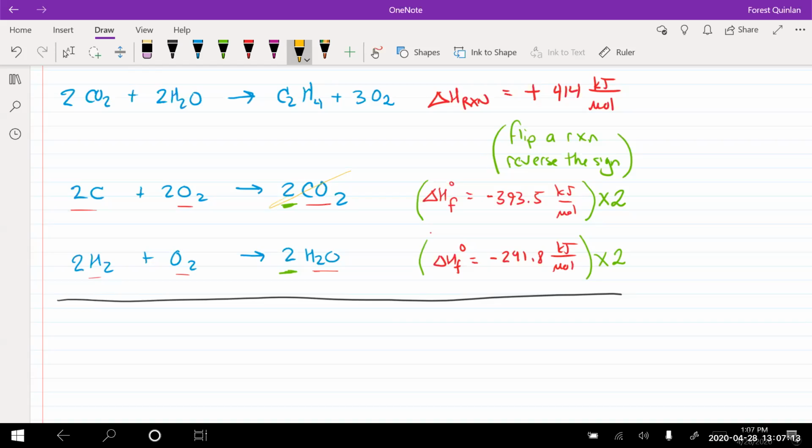Now, at the end of the day, taking all of these reactions, look what happens here. I've got 2 carbon dioxides, cancel 2 carbon dioxides, 2 waters, cancel out 2 waters, and I've got 1, 2, 3 oxygens. Oh, look.